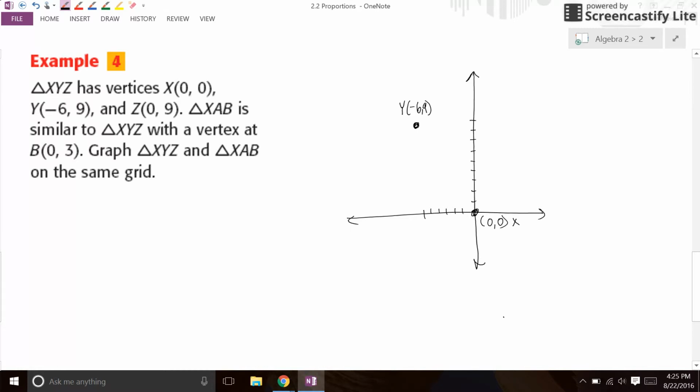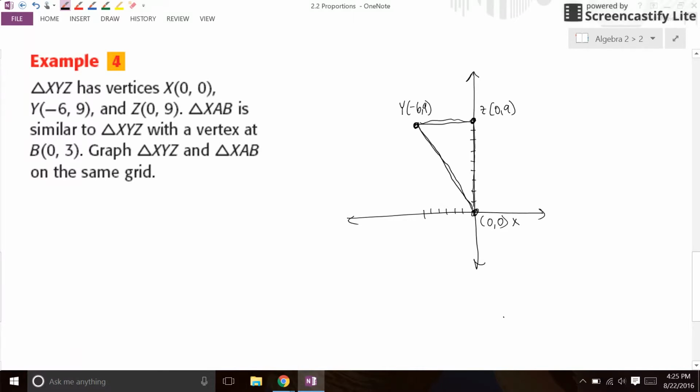-6, 9. And then 0, 9, which is right here, is Z. So I graphed them all, and there is your beautiful triangle. And if you want, you can kind of make a triangle out of that. You can see my lines are beautifully straight. So life is good.